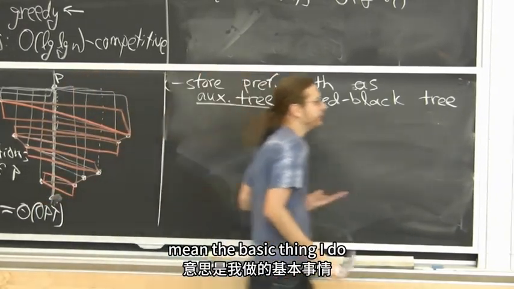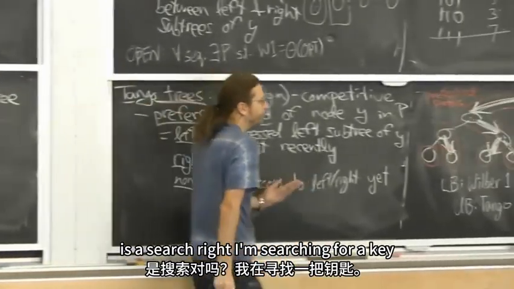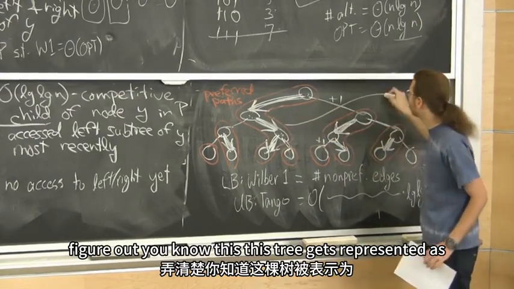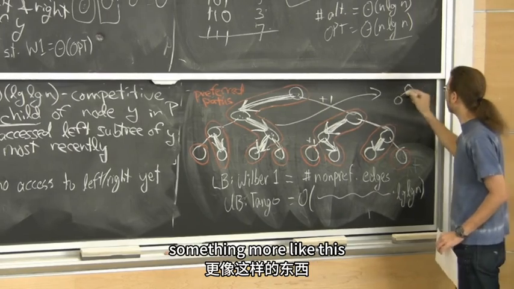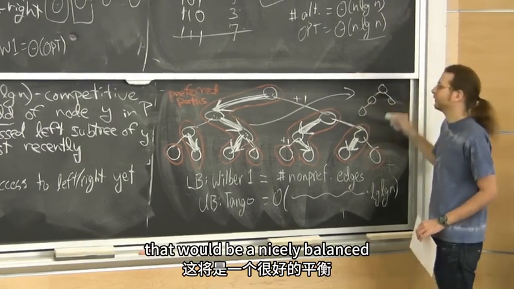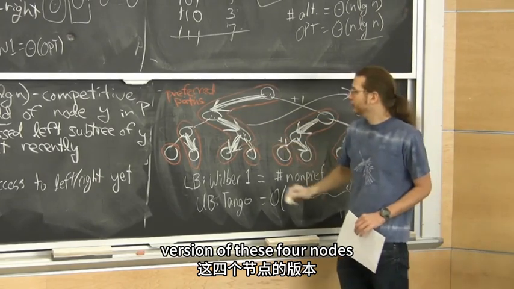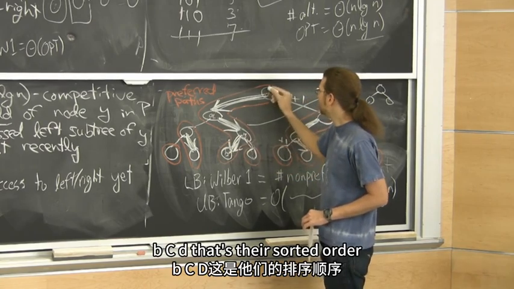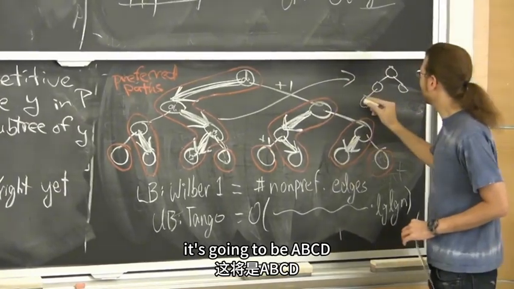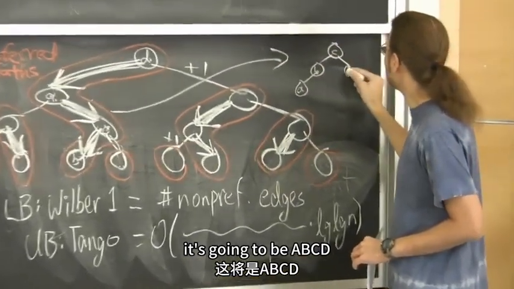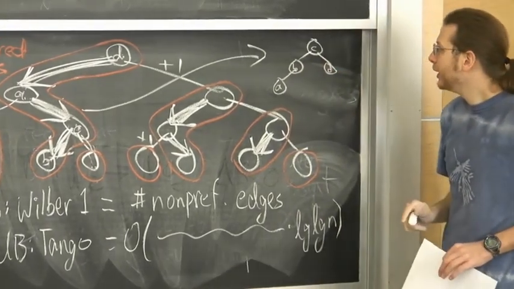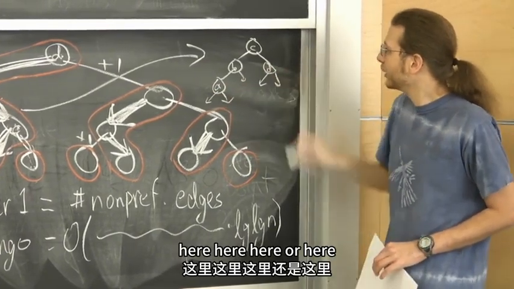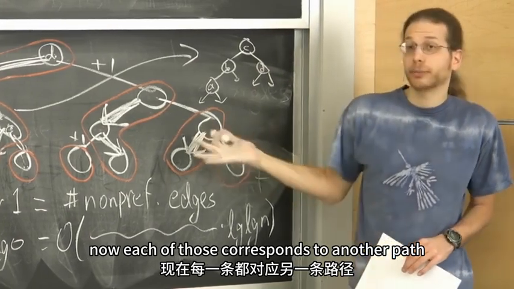The basic thing I do is a search, right? I'm searching for a key. It's a binary search tree, so I can still do a search. This tree gets represented as something more like this. That would be a nicely balanced version of these 4 nodes. If I call them A, B, C, D, that's their sorted order. It's going to be A, B, C, D. That's also their sorted order over here. So if I search for my key, I'll figure out whether I fall off here, here, here, here, or here. Now, each of those corresponds to another path I need to visit.